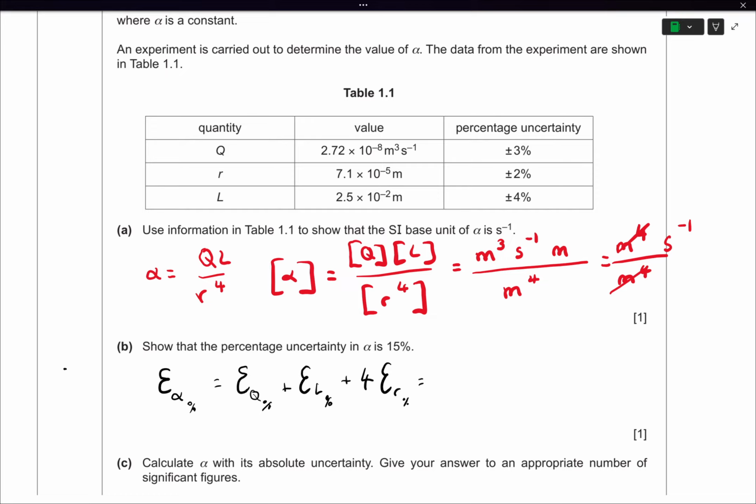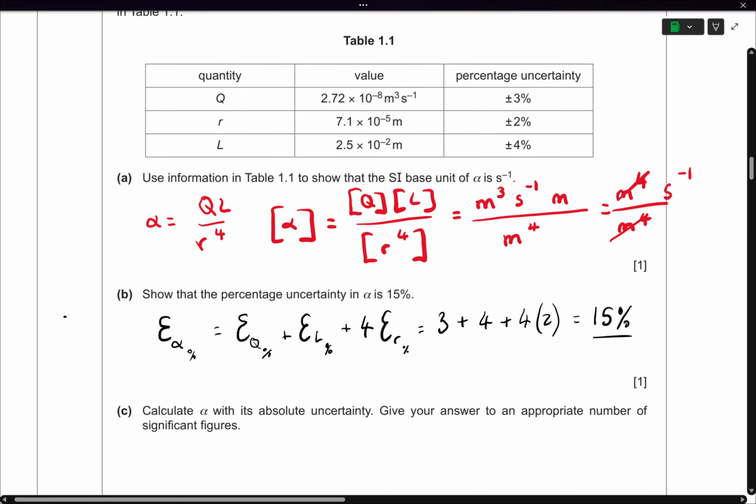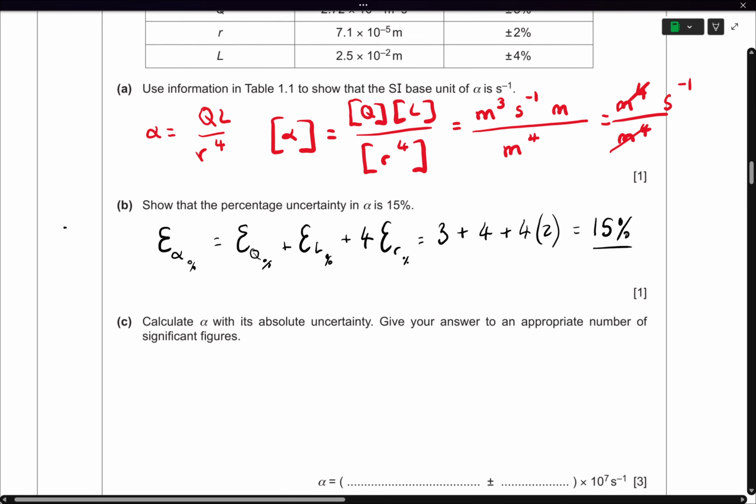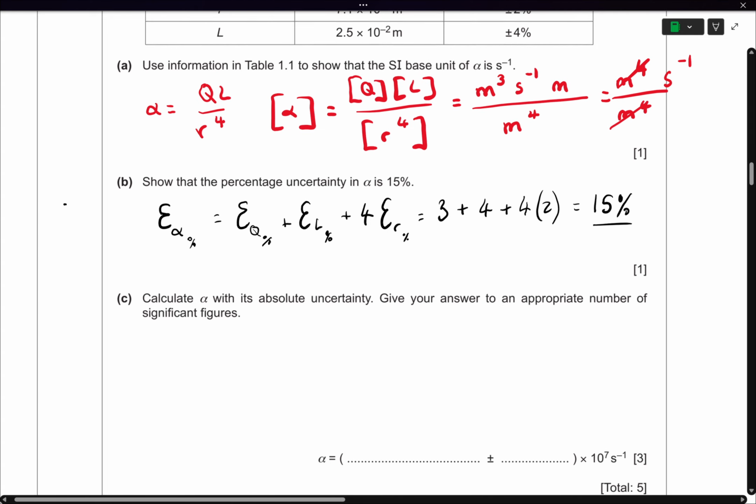So the uncertainty in Q is 3 plus the percentage uncertainty in L is 4 plus the percentage uncertainty in R is 2, but we've got 4 lots of it, so 4 times 2. So that's 3 plus 4 is 7 plus 8 is 15%, as we were asked to do. Calculate alpha with its absolute uncertainty. Give your answer to an appropriate number of significant figures.